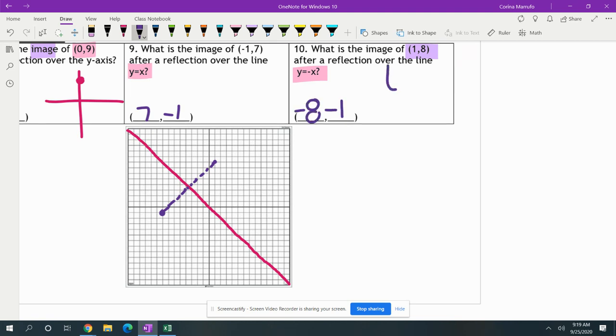So not only do the x and the y flip when it's -x, but they also get a negative sign in front of both of them.